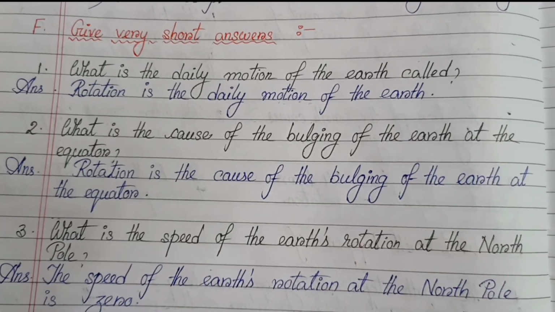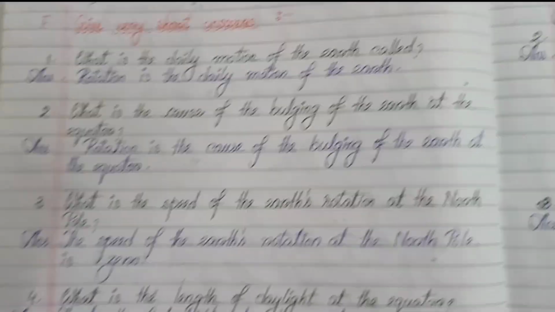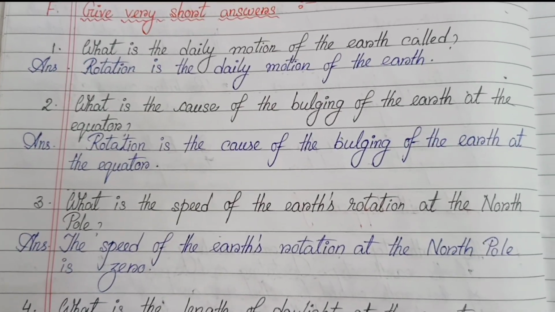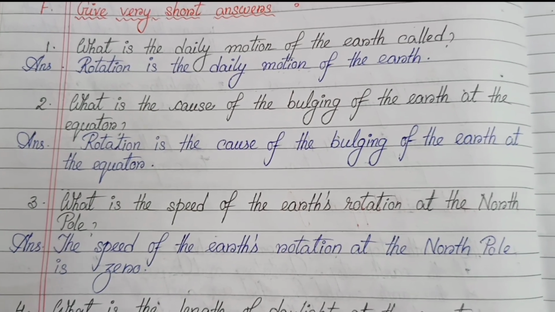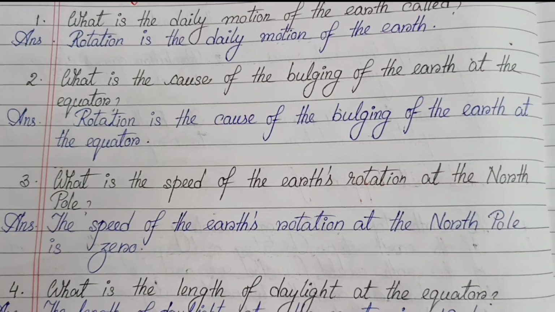Number 1, what is the daily motion of the earth called? Rotation is the daily motion of the earth. Number 2, what is the cause of the bulging of the earth at the equator? Rotation is the cause of the bulging of the earth at the equator.